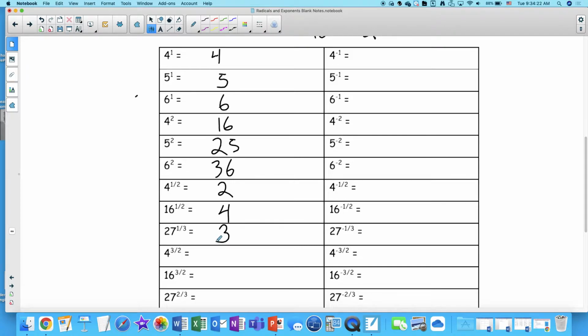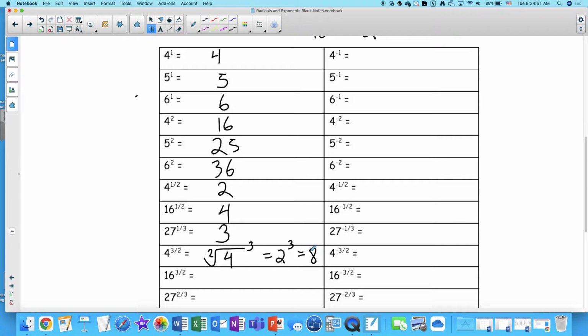Yeah, someone said it. But if you can't do that one right away in your head, because the numerator here is not 1, just convert it into radical form. So if we draw a radical here, the radicand would be 4. The index is 2 because that's the denominator. And then we cube it. So the square root of 4 is 2. But then we have to cube it. So that's 8.